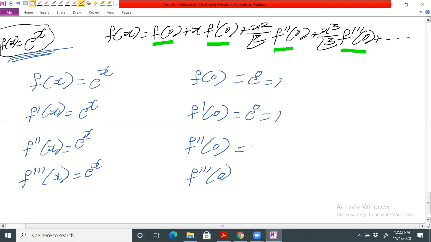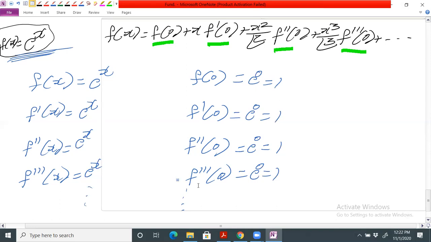F double dash of 0 is also e power 0, which is 1. So this one also will become 1. Substitute all these values like this. How many terms do we have to find? That depends upon your wish. You can take any number of terms, depends on your choice, but minimum 2 to 3 terms we have to get non-zero terms.